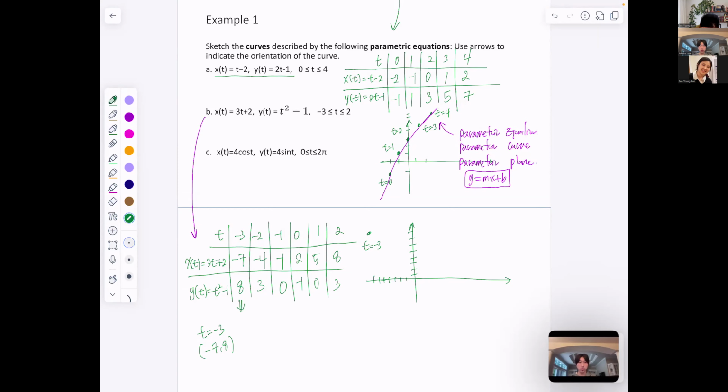Where's the t equal to -2? It is -4 and 3 here. This is t equal to -2, which is (-4, 3). T equal to -1 right here. T equal to 0, (2, -1) here. T equal to 1, 1, 2, 3, 4, 5 here. T equal to 2, 6, 8, 7, 8, 3. So this is t equal to 2. Dun, dun, dun, dun. What happened?